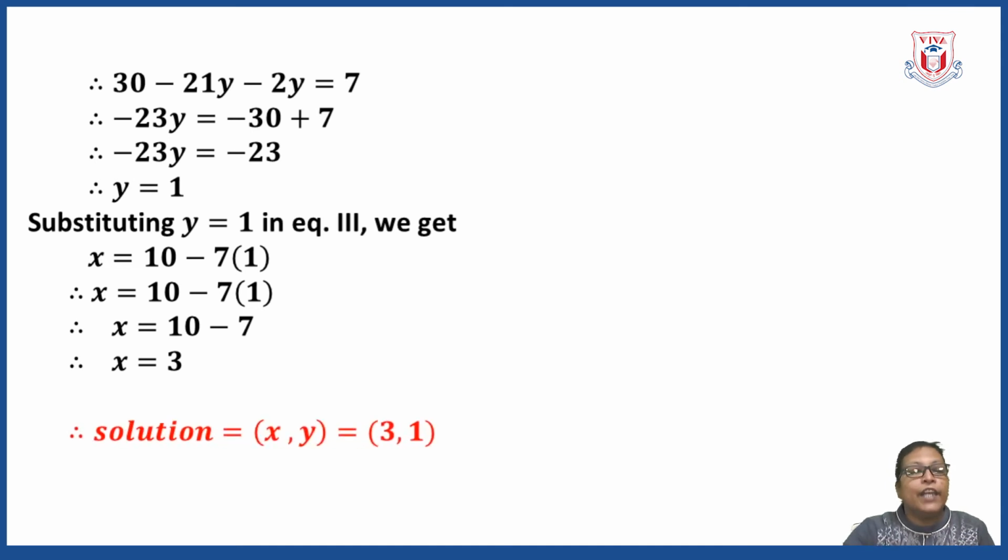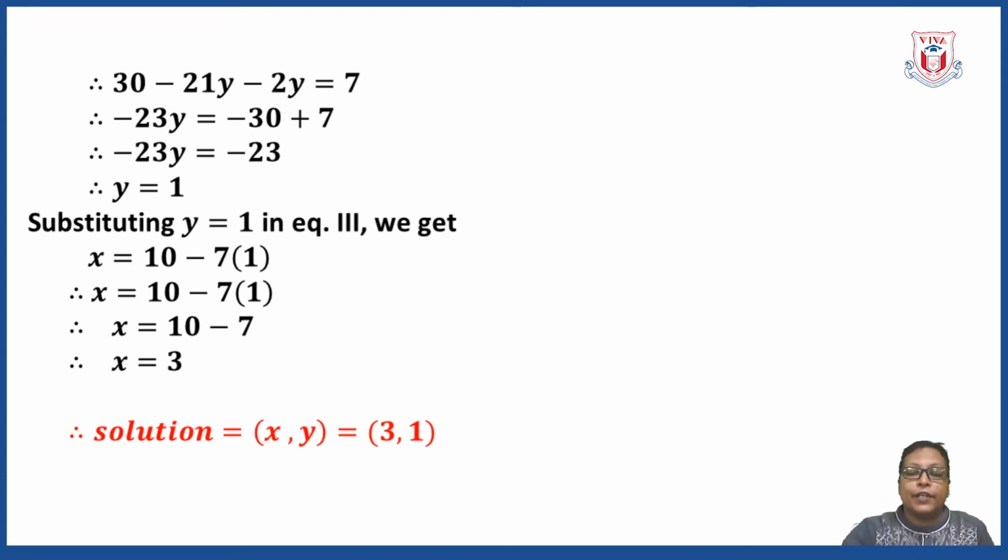And finally we have to write down the solution as an ordered pair. Don't forget to write down the solution. The solution is always in the form of x comma y in round brackets. So your solution is 3 comma 1. I hope you have understood both the methods.